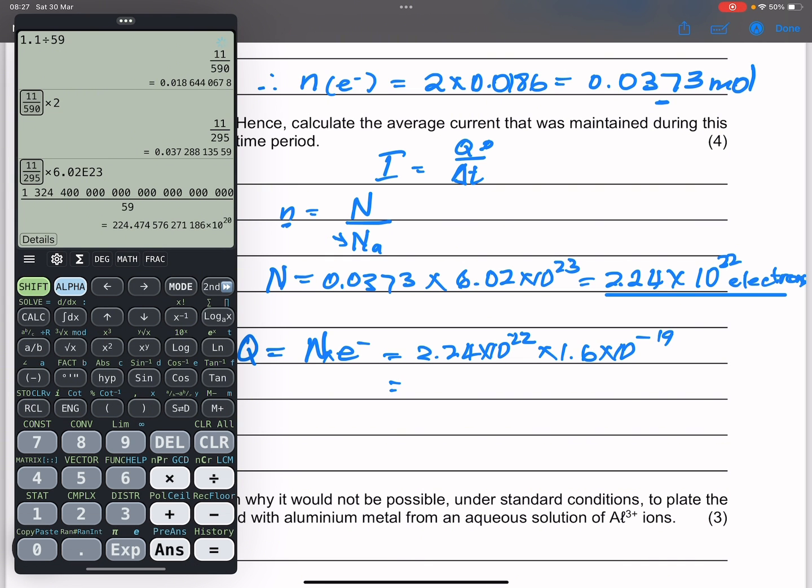And we still have that number there. Let's multiply it by 1.6 exponent minus 19. Okay, and I get a number, 3,591.59 coulombs. Okay, so that's the charge.